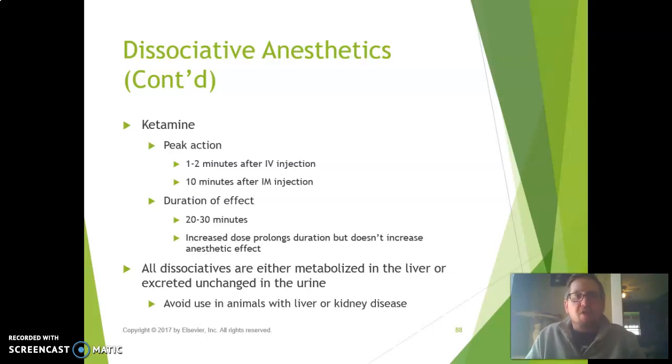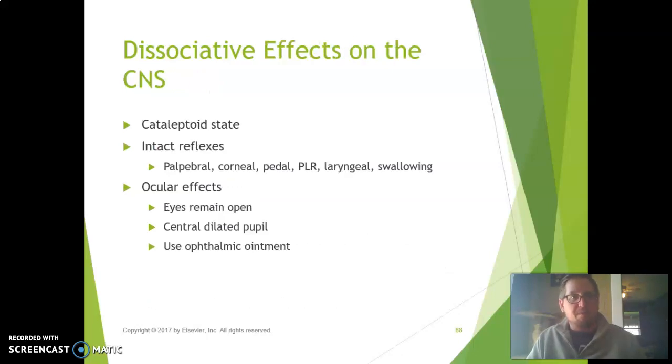All dissociatives are either metabolized by the liver or excreted unchanged in the urine. So this is a drug that is metabolized heavily in the liver, and we avoid use in animals with liver or kidney disease because of this.